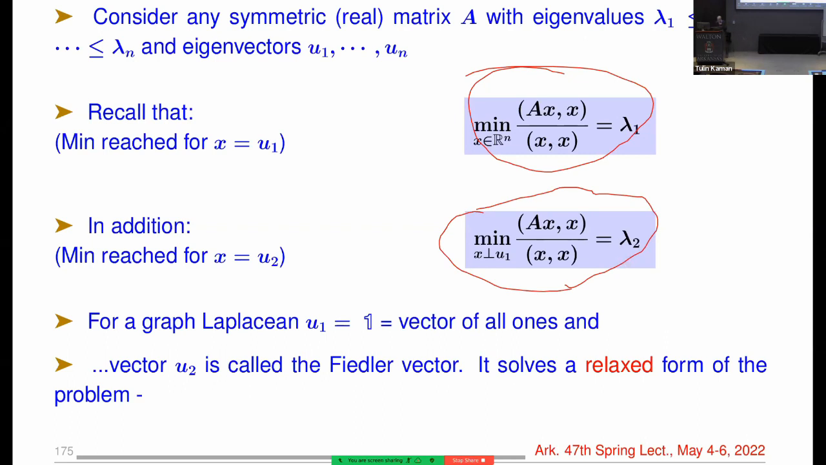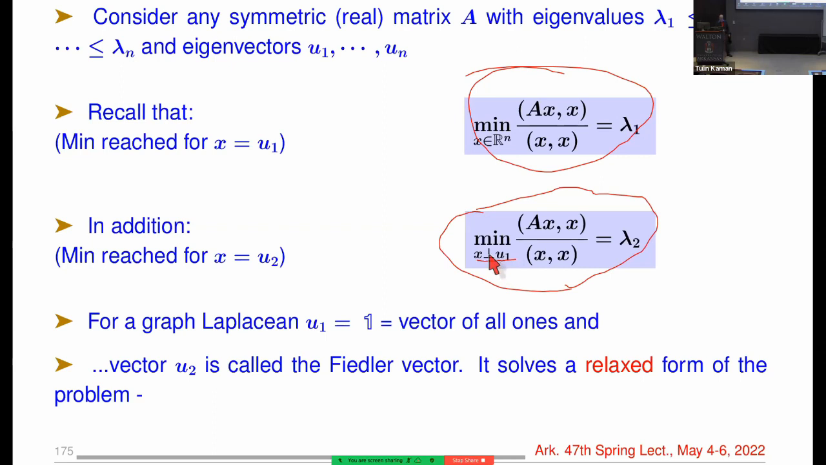So what we're going to do is solve this problem here, with X orthogonal to U1. What is U1? In the case of the graph Laplacian, U1 is the vector of all ones. We know that the minimum eigenvalue is 0, so lambda 1 is 0 and U1 is the vector of all ones. This condition can be expressed by saying that E transpose times the vector U that I'm looking for has to be equal to 0, because the vector of all ones is orthogonal to the vector X, and this is U1.